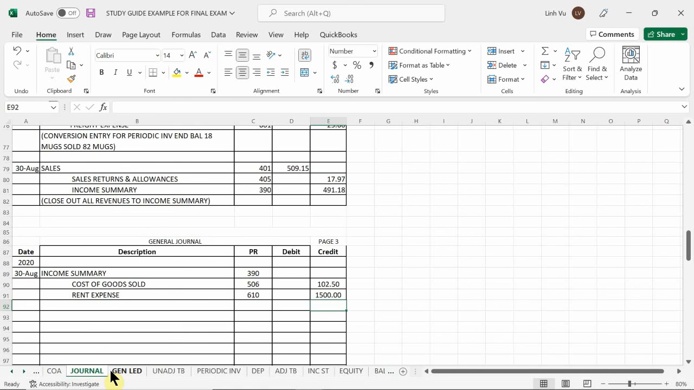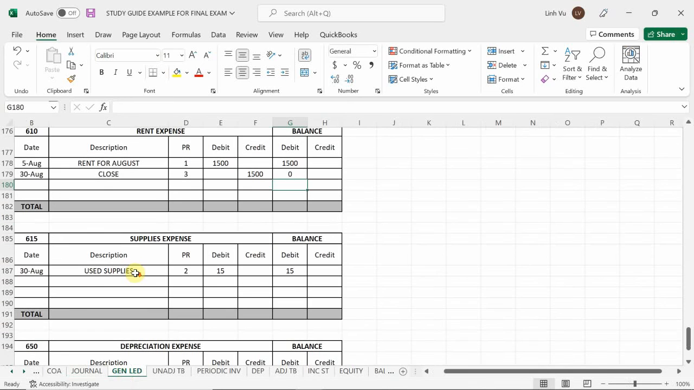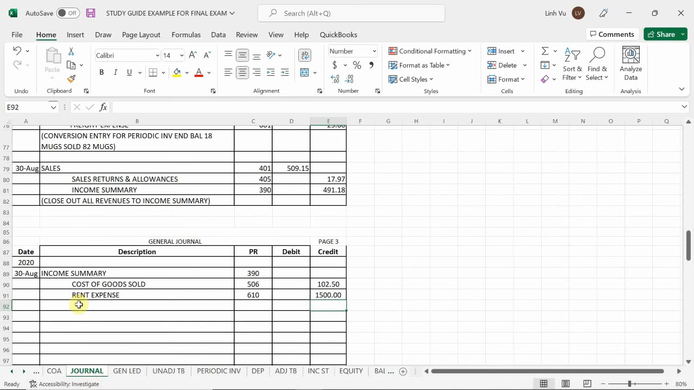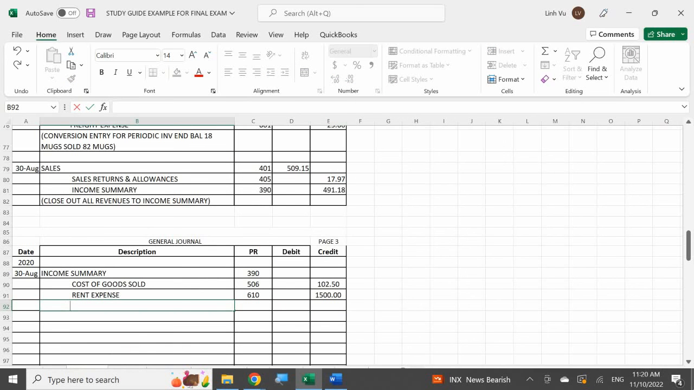So then, what's my next account? Supplies expense. So again, 830. We're going to close out my supplies expense on page 3 for how much? $15. Which will bring my account balance to 0. So again, supplies expense is 615. I'm going to close out my supplies expense for $15.